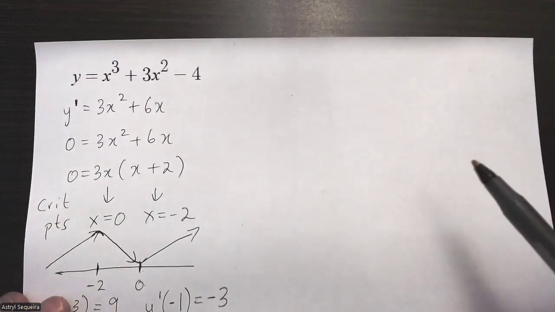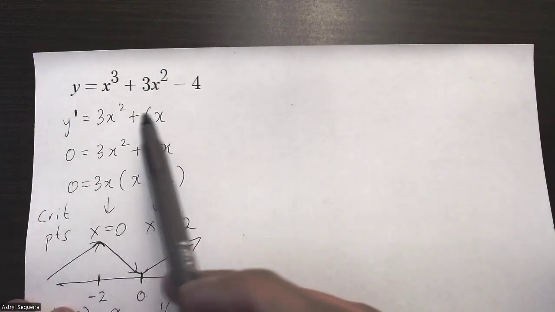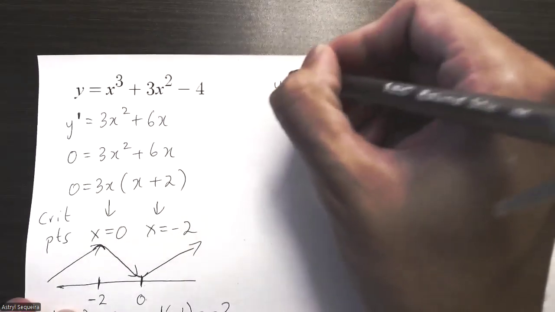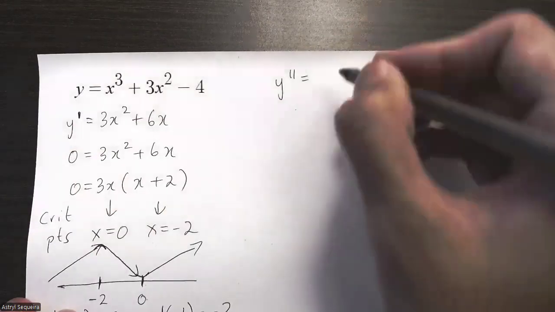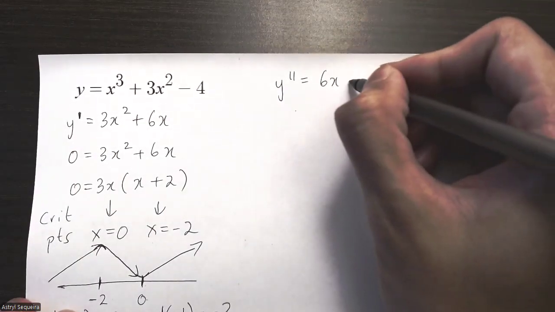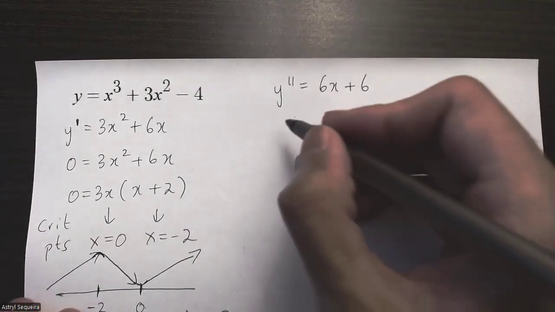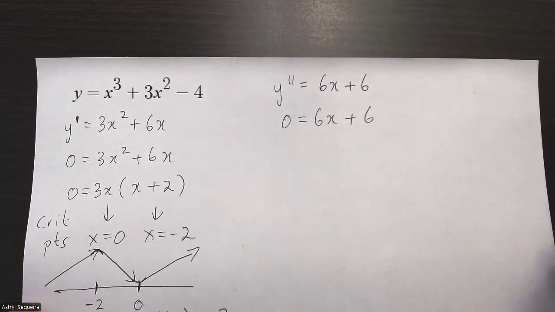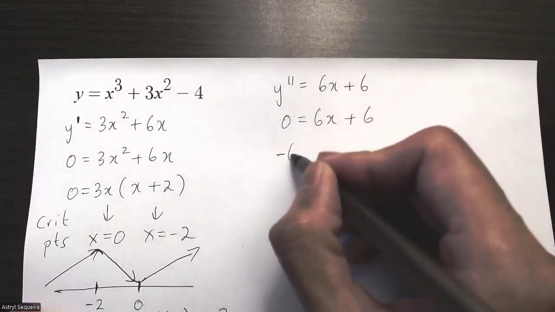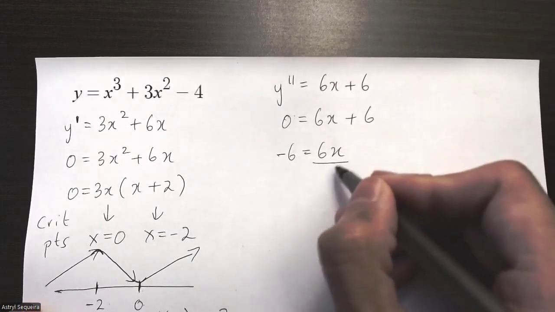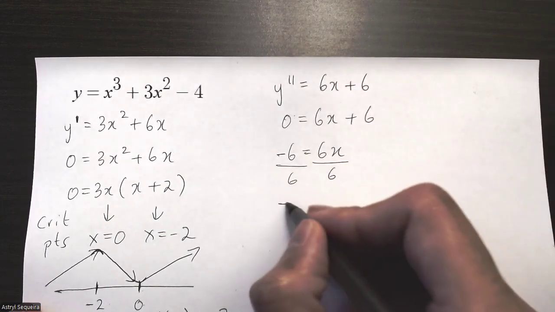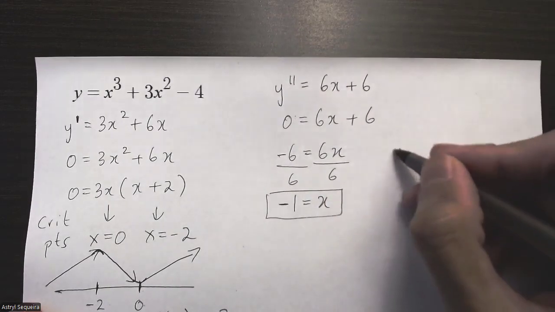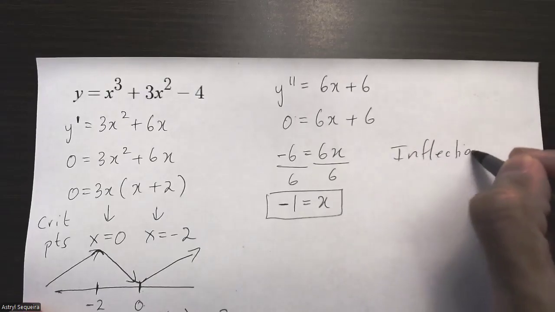Once I've completed the intervals of increase and decrease, I'll go back to my derived equation over there and derive it for a second time. If I derive that again, I will get 6x plus 6. Then I'll make the second derivative equal to 0 to solve for my inflection point. Move the 6 to the other side. This is linear now. And then divide both sides by 6. I get x equals -1. So this is an inflection point right there.